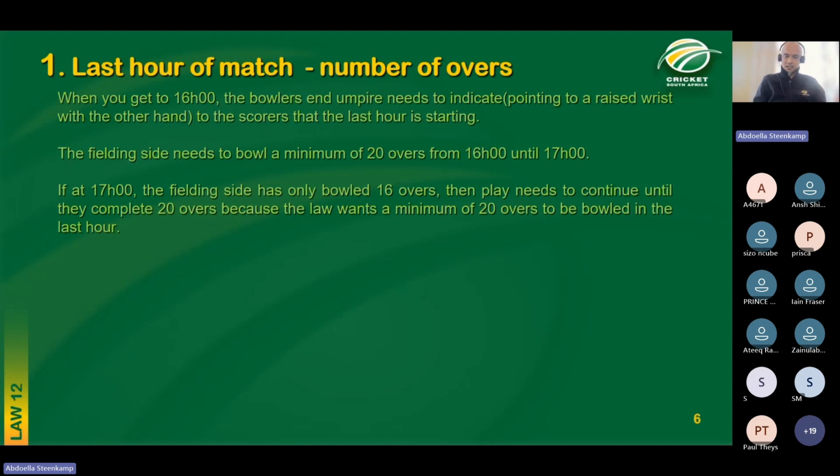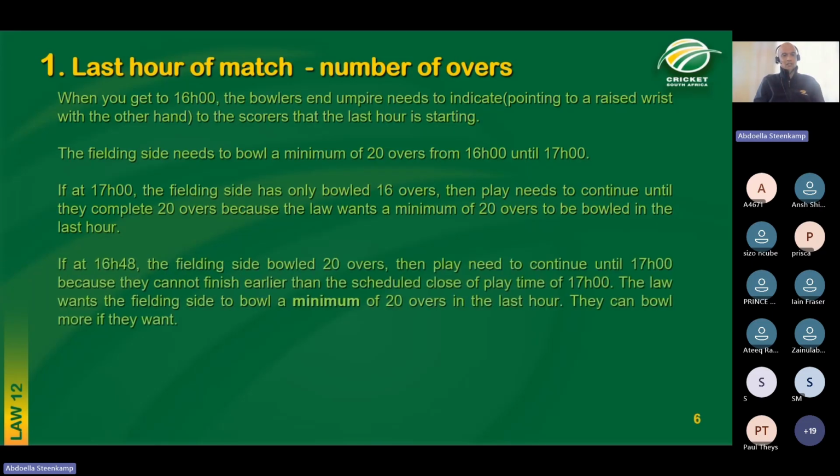Scenario 1, let's say the over rate is low and the fielding side only bowled 16 overs when we get to 5 o'clock. Because the law wants a minimum of 20 to be bowled, play will continue. The fielding side needs to bowl a further 4 overs. The law wants 20 overs to be bowled. Yes, the over rate was slow, but it doesn't matter. We will continue playing up until we've bowled those 20 overs.